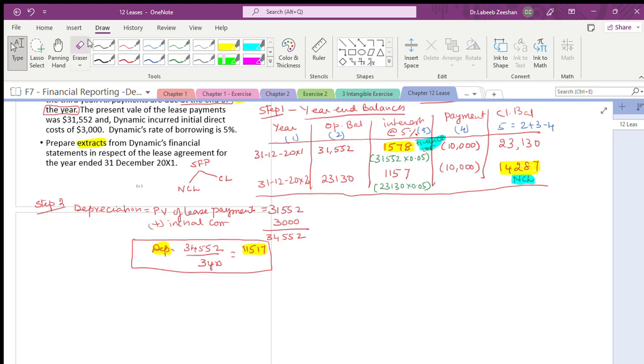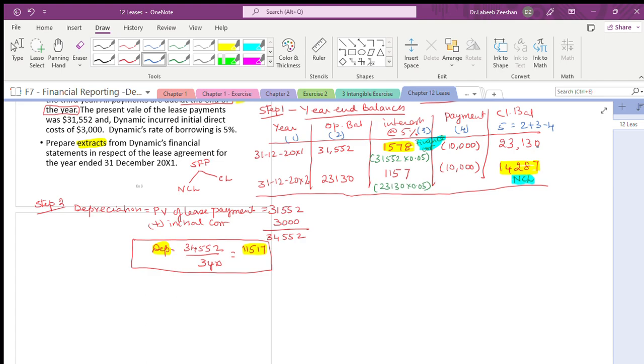Fine. That's all we have to do. We will deduct the non-current liability from 23,130. What is the difference? I will put that also here. It comes to how much?